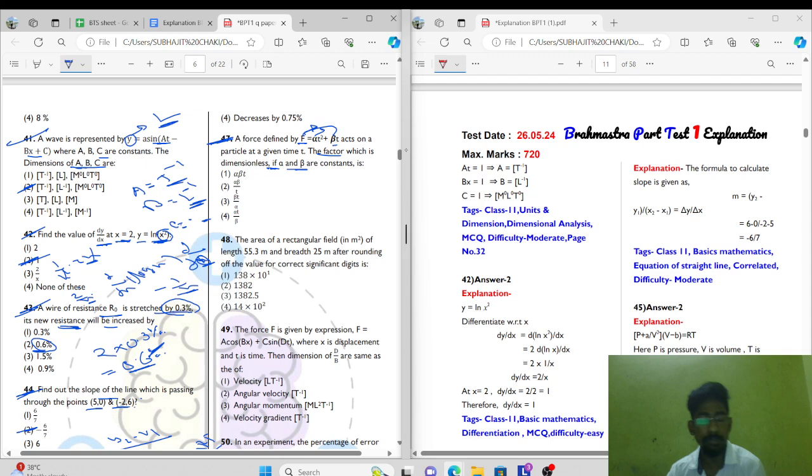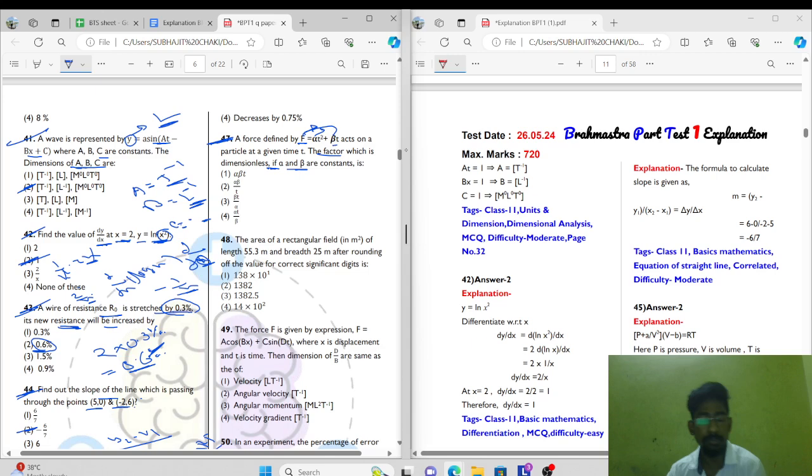So if you take option number 4, right? This is alpha t by beta. So alpha t by beta has no dimension, right? From this equation you can say alpha t by beta will be equals to 1, that is no dimension, m0, l0, t0, right? So this has no dimension, this is a dimensionless part.